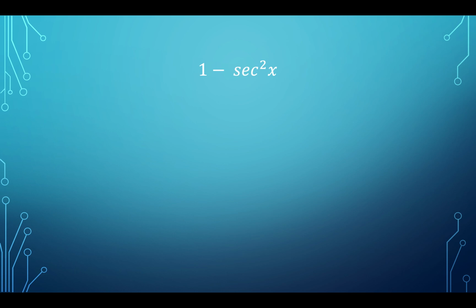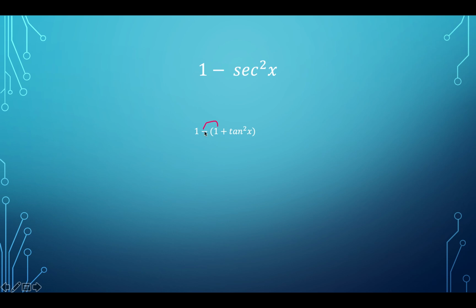Let's try this one. 1 minus secant squared x. We can replace secant squared. You might not see 1 minus secant squared on those Pythagorean identities, but that's okay. If we see secant squared x, what can we replace that with? We can replace that with 1 plus tan squared x. So instead of secant squared x, I now plug in 1 plus tan squared x. And this 1 minus in front, we just carry that down.